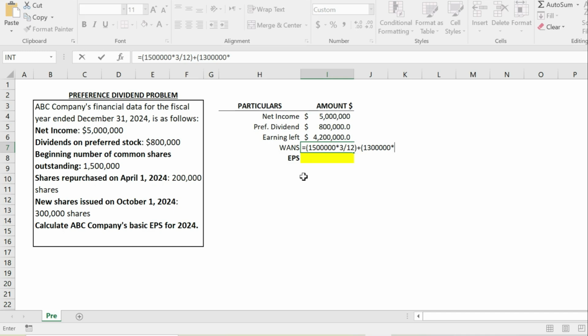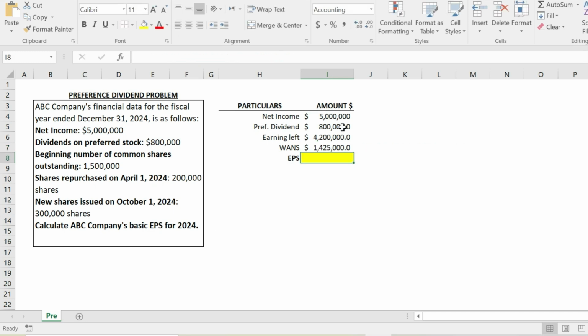So add these values here, multiplied by how much time? April to October, it's 6 months, so 6 over 12. And again add the value of the last one, October 1st to December 31st, 2024. So these are 3 months. The total shares, which were 1.3 million, plus the new shares issued on October 1st, so it will be 1.6 million multiplied by 3 over 12 for the last 3 months. Yes, these are our values.